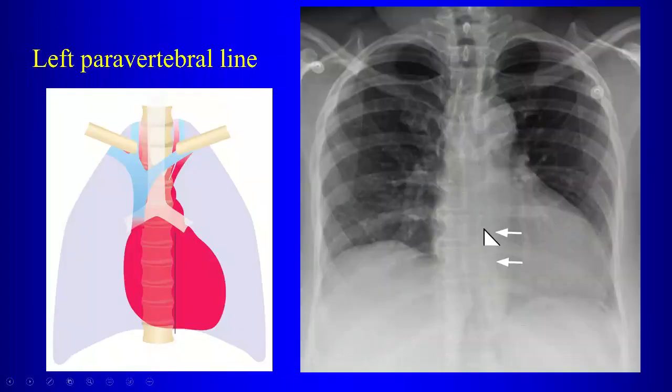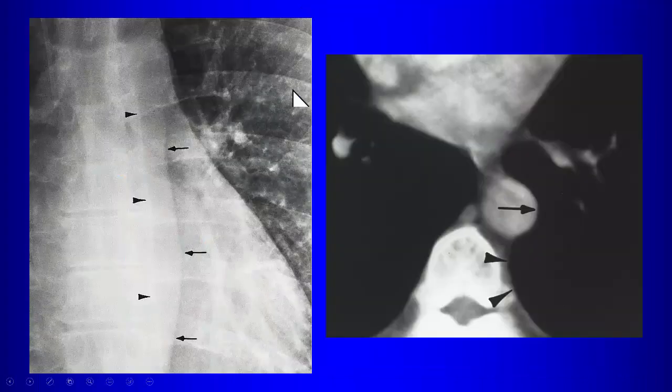Okay. So here's our left paraspinal line. Here's the descending thoracic aorta. Descending thoracic aorta, medial to that, we have the left paraspinal or paravertebral line. Notice that the descending aorta gives you a negative Mach effect. It looks like there's a lucency adjacent to it. Notice that the paraspinal line gives you a positive Mach effect. It looks like there's a little bit of an extra white line tracing that left paraspinal line.